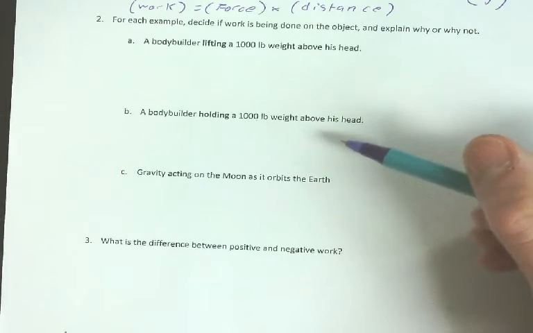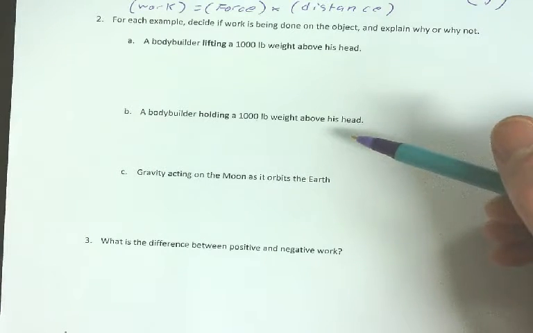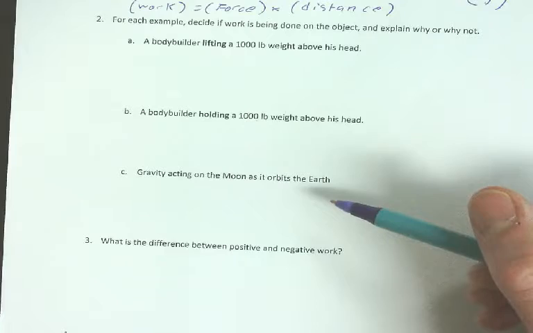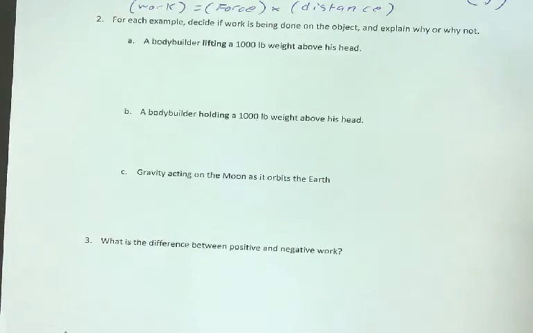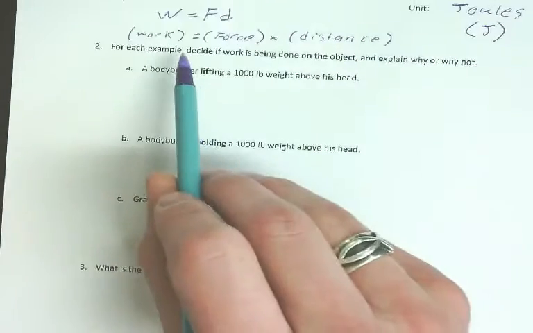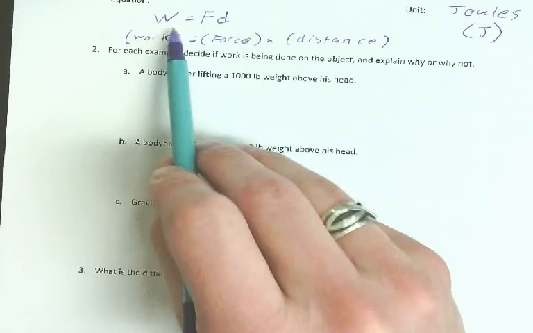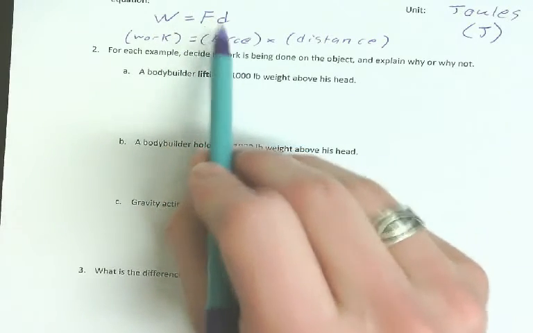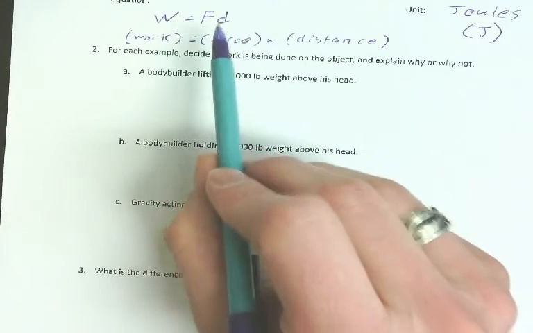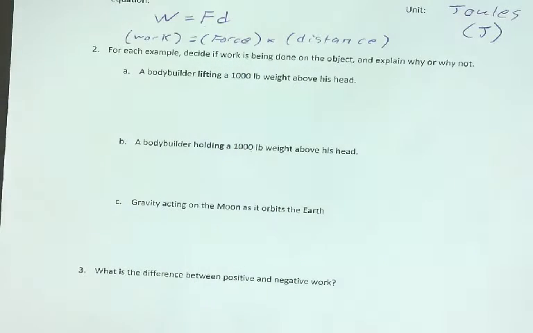Okay? How about when he holds it, or when gravity acts on the moon as it orbits the Earth? Another way to think about this is W equals FD. In order for there to be work, there has to be a force and a distance. If there isn't a force and a distance, then it's not going to do any work. So I want you to try those 3, A, B, and C. Just take your best guess. All you got to do is answer yes or no and give me a really short explanation as to why. Okay? Try that out for a second.